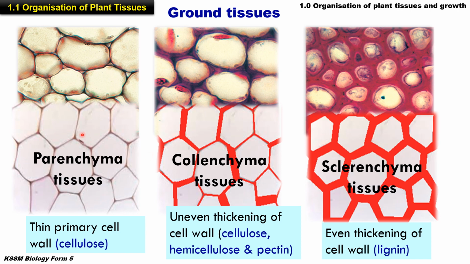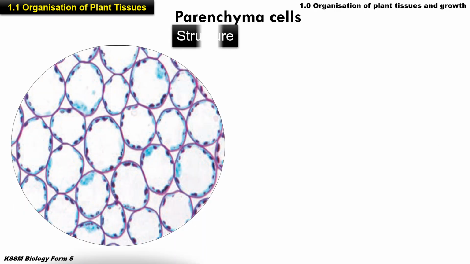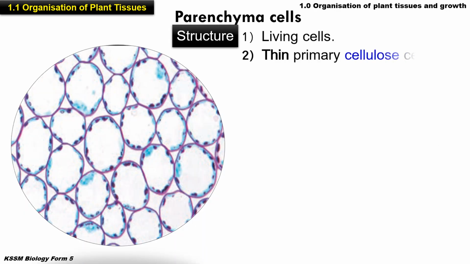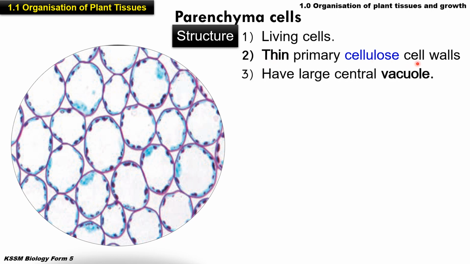What is parenchyma function? Fungsi dia. Okay, so parenchyma is made up from the living cell and it has a very thin cellulose cell wall. Okay, because the cell wall is thin, so it has enough space for the vacuole to have large vacuole. Okay, and it has nucleus.